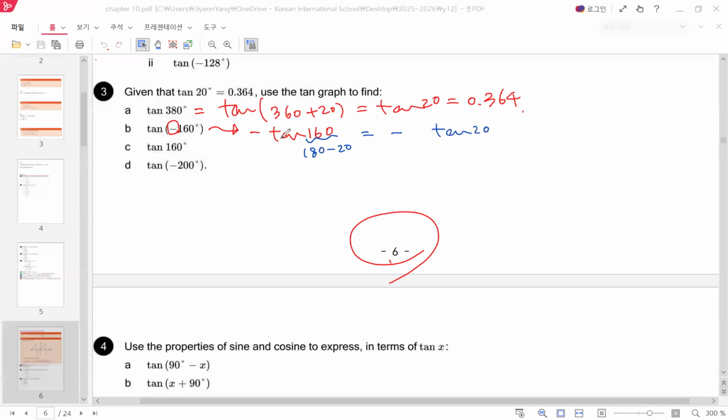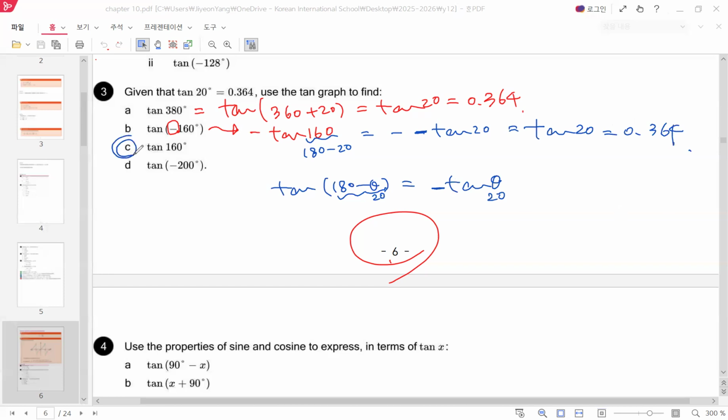Students, tangent 180 minus theta. Firstly, you can write it down as tangent theta, right? Since theta is 20, you can write it down as 20. And then which quadrant is this? The second quadrant. Is tangent in the second quadrant positive or negative? Negative. So you should write down minus here. Therefore, minus minus becomes positive. So tangent 20, which is 0.364, is the answer of this question.